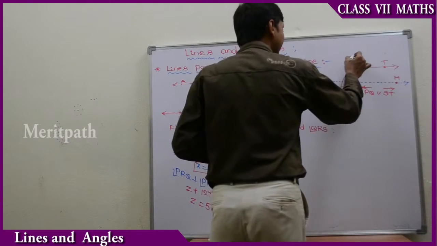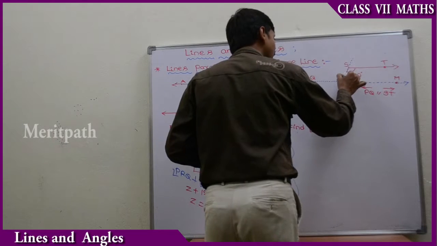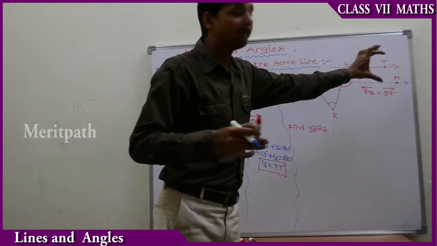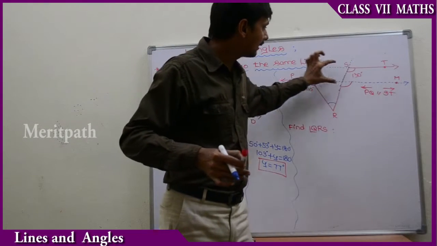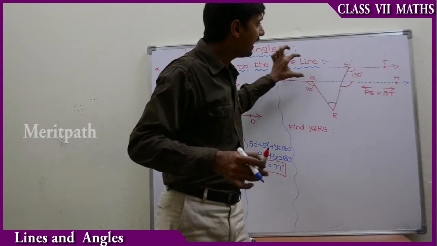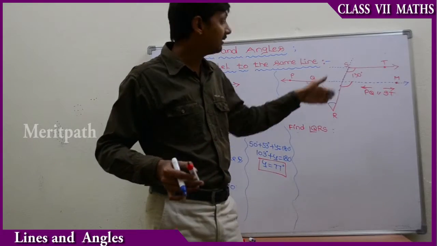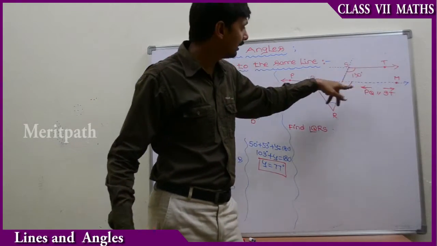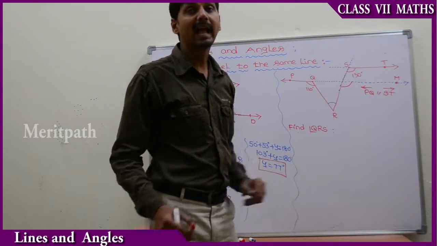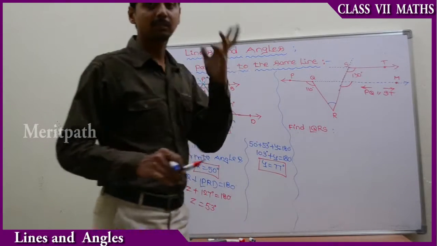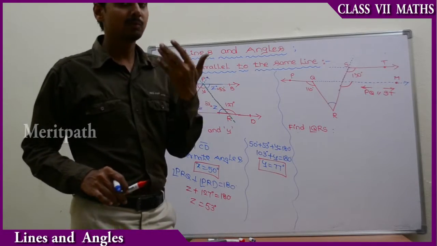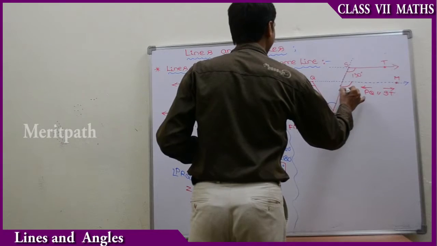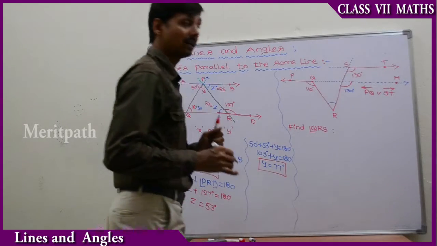Consider this SR as a transversal, and these are parallel lines. ST and PN are the lines, and SR is the transversal. Then these are on one side of the transversal, and these are the corresponding angles formed. If the lines are parallel, corresponding angles are equal. So here the angle is 130, and here also the angle is 130 degrees.